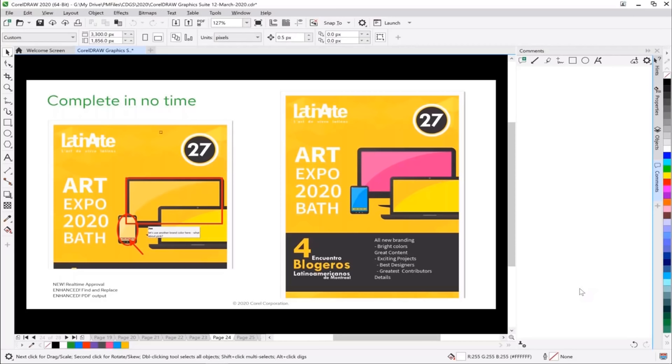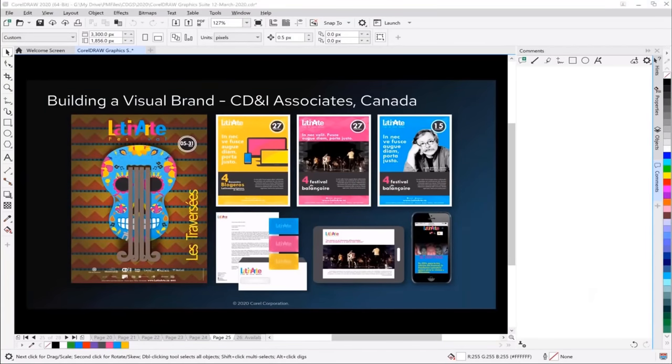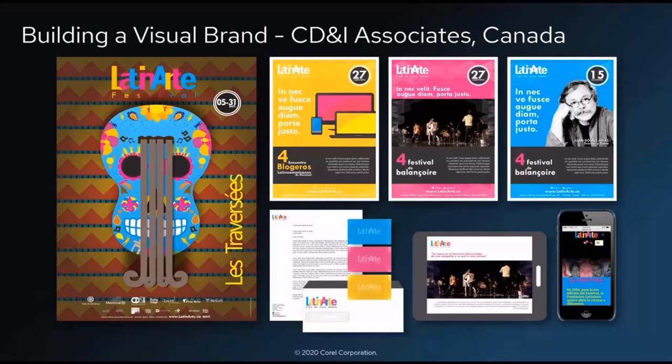Now, throughout the demonstration that Mo has done and the pages that I have presented to you, you've seen a few examples of how CorelDRAW Graphics Suite can help build a brand identity and live it by applying it to all the visual assets you are creating for communication. CD&I Associates, that you see the examples here, is a consulting firm based in Montreal, Canada, with offices in Colombia, America, and Barcelona. This particular design project was done for Latin Arte, which is a nonprofit cultural organization that brings together the cultures of Montreal and Latin America.